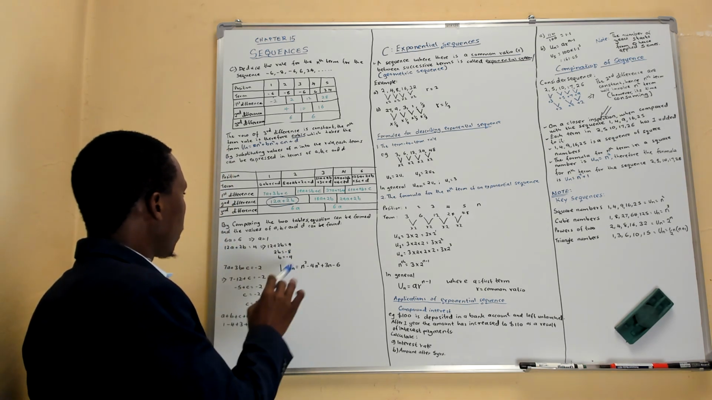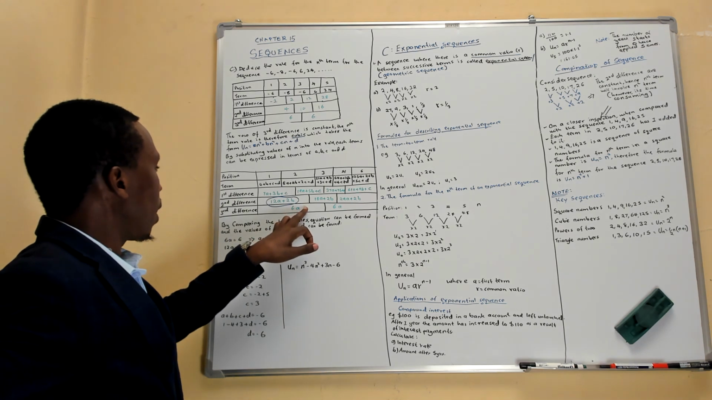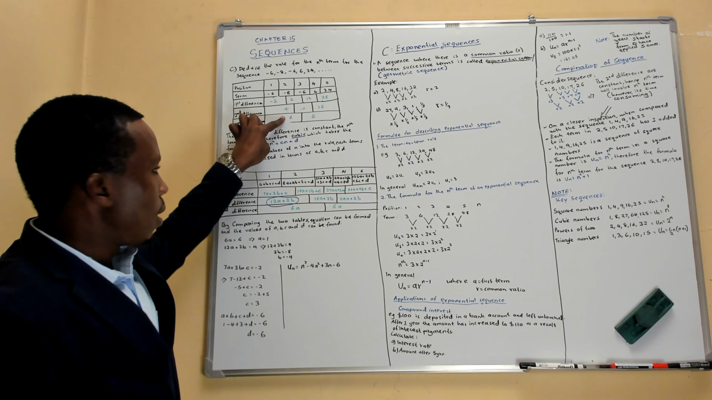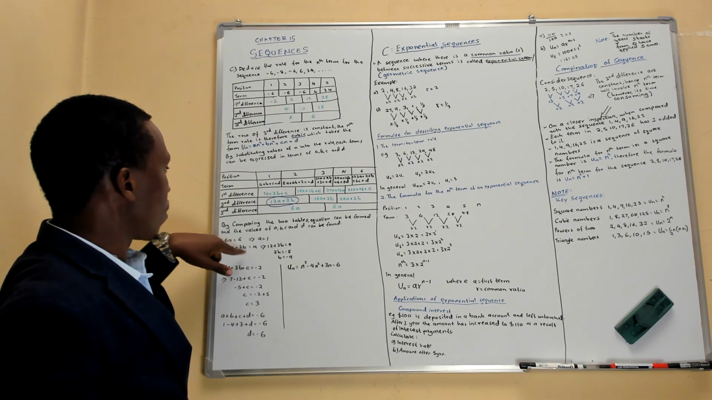So by comparing that, I know that 6a is equal to 6 here. So I'm comparing this and this. Therefore, 6a is equal to 6, then a is 1.